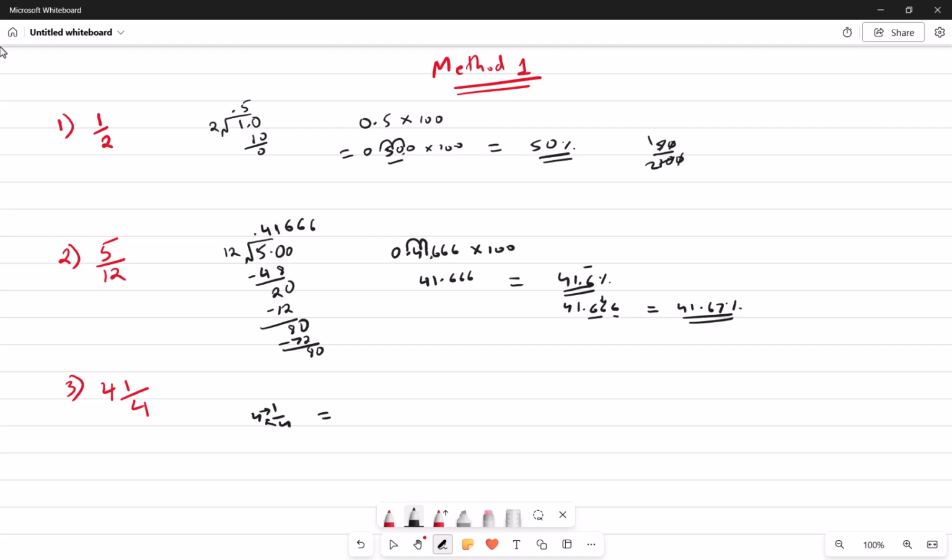So 4 whole 1/4: we are going to multiply 4 with 4. 4 times 4 is 16, plus 1 is 17. So this becomes 17 out of 4.